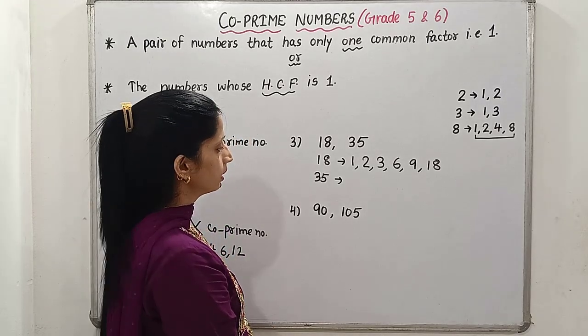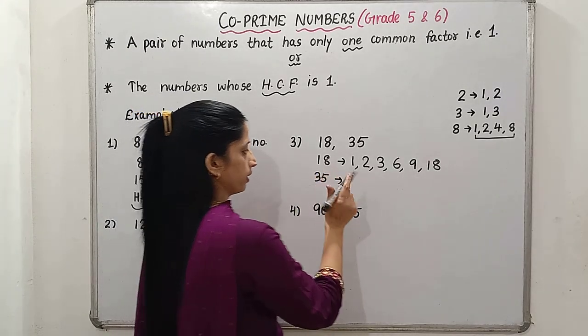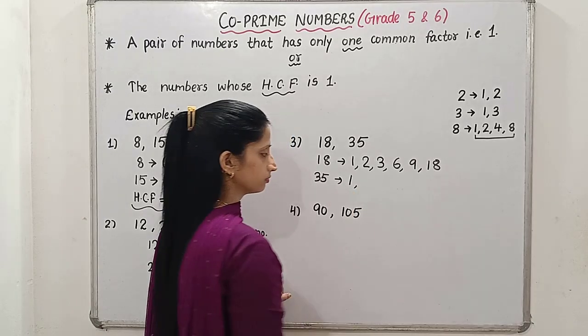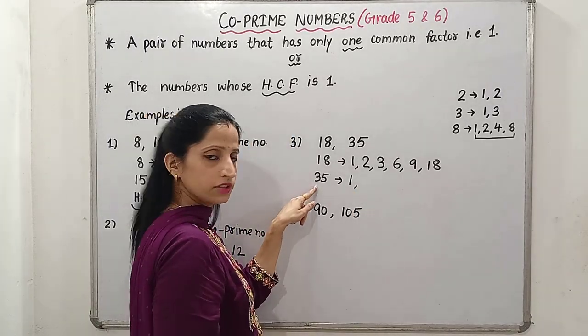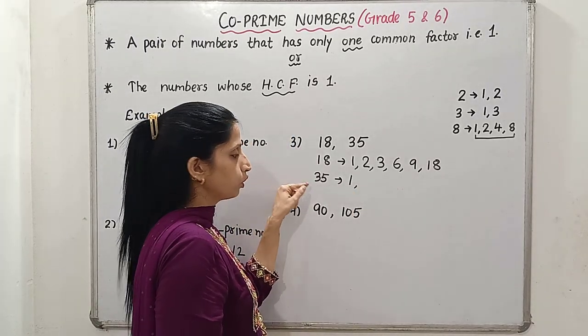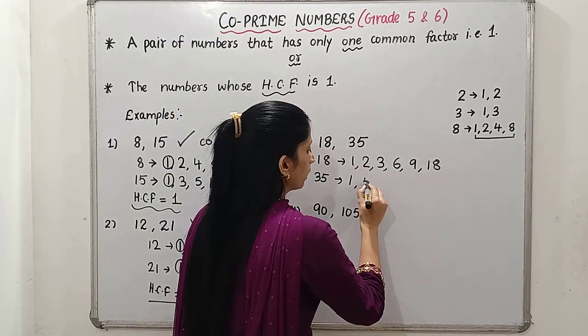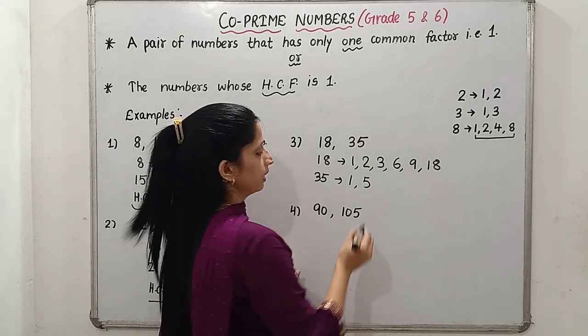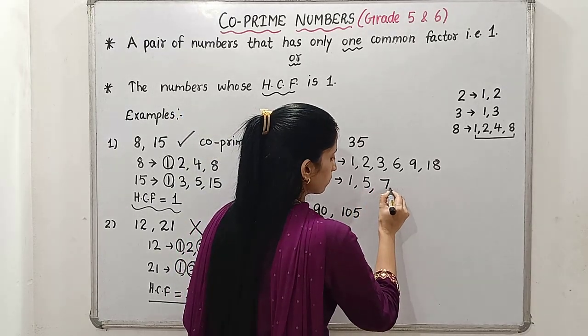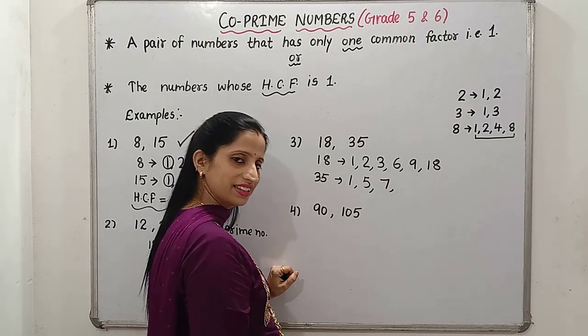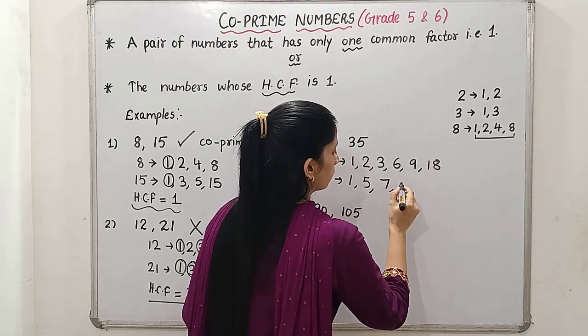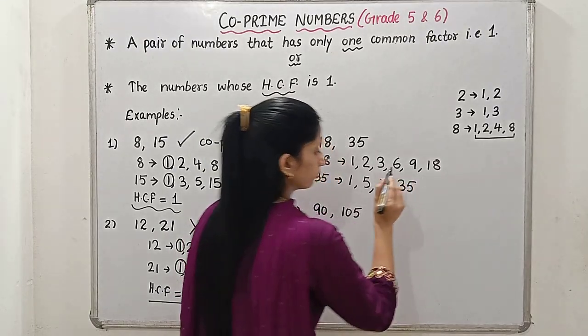Okay. Now let's write the factors of 35. Again 1. Then 35 will not be divisible by 2. It will not be divisible by 3, not by 4, only by 5. Then after 5, 7. And then the number itself, 35.